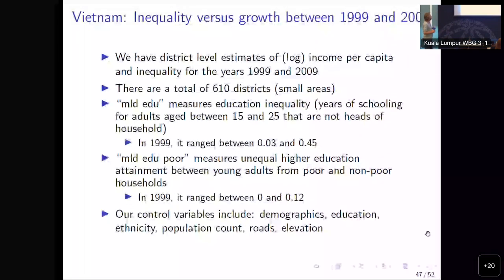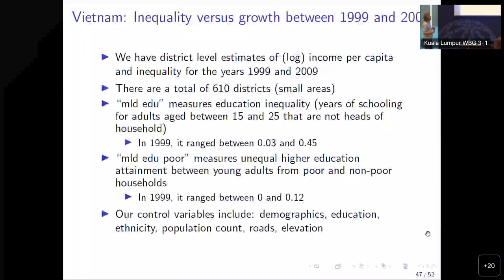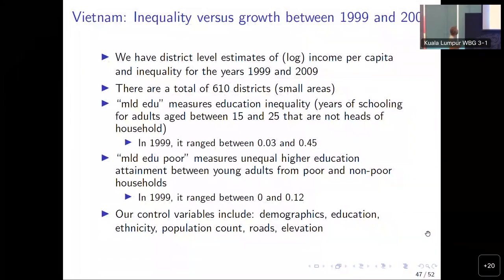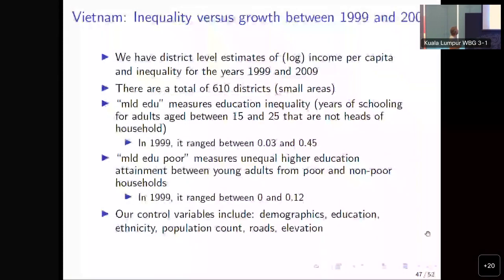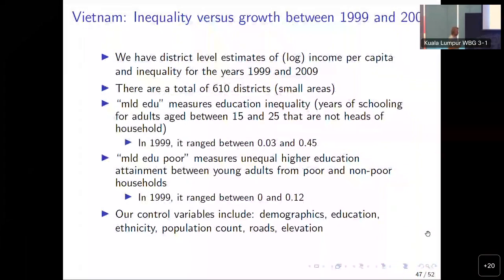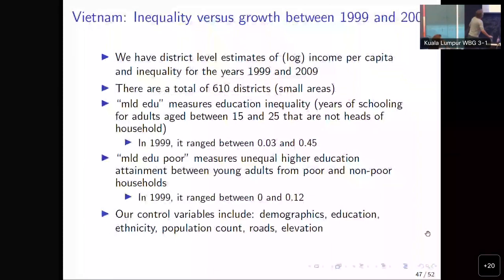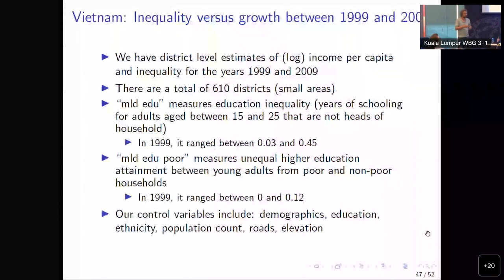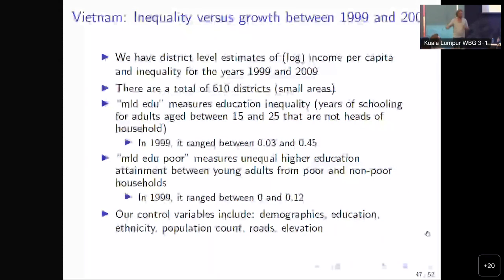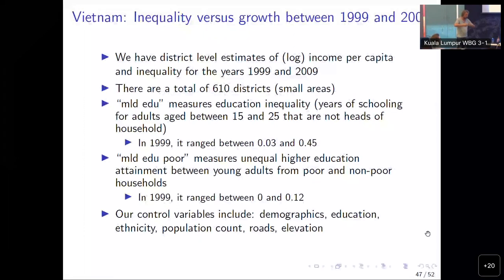So we have district level estimates of log income per capita and inequality for those two time periods. There's a total of a little over 600 districts. The outcome variable here is education, and we have total education inequality, that's the MLD edu. Then we distinguish between whether the children are from poor family backgrounds versus rich family backgrounds, and we look at the between group inequality.